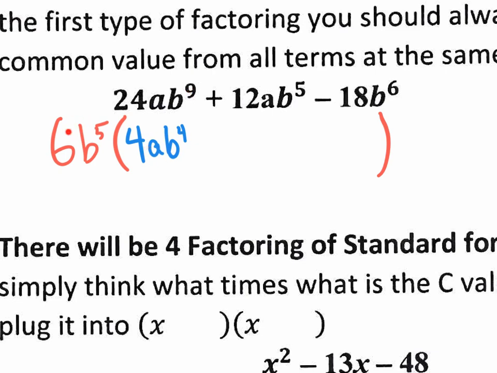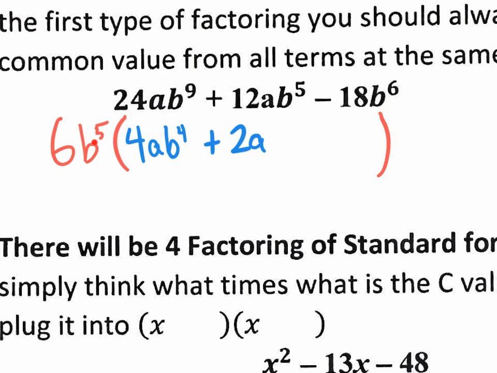Let's do the next one. 6 times what will give you 12? 2A. Positive 2, okay. And we also need an A, so let's put an A right there. And do I need any more B's? No. B to the 5th times 1 will get you B to the 5th, but we don't actually put a times 1 because times 1 doesn't change anything.